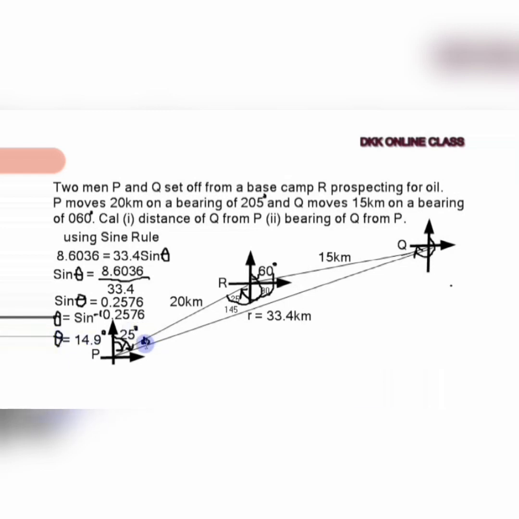So now, having known theta, we can go ahead and calculate our bearing, the bearing of Q from P, which we said is 25 plus theta, and theta is 14.9 degrees. So 25 plus 14.9 gives 39.9. We approximate it to the nearest degree. So this gives 040 degrees. That's a 3-digit bearing. So this is the answer we are looking for.